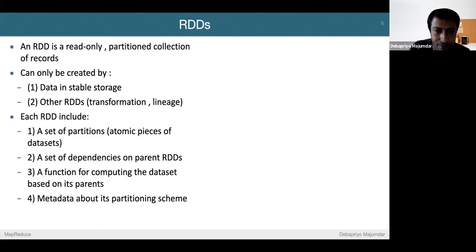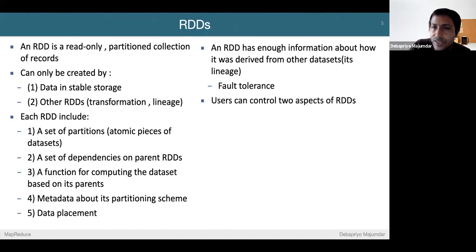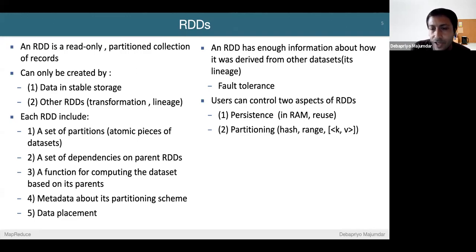So if some fault happens, then it can actually go back to that. Okay, so just quickly coming to this fault tolerance thing. So it will have enough information about how it was derived from the other data sets. And the users can control two aspects of the RDDs. One is how much of RAM should I use? Should I use no RAM or should I use fully RAM? And partitioning. Okay, so how many partitions do I need to make? So it will be interesting to see that even on my local Mac or local notebook, I can actually decide how many partitions of the data do I want to make.